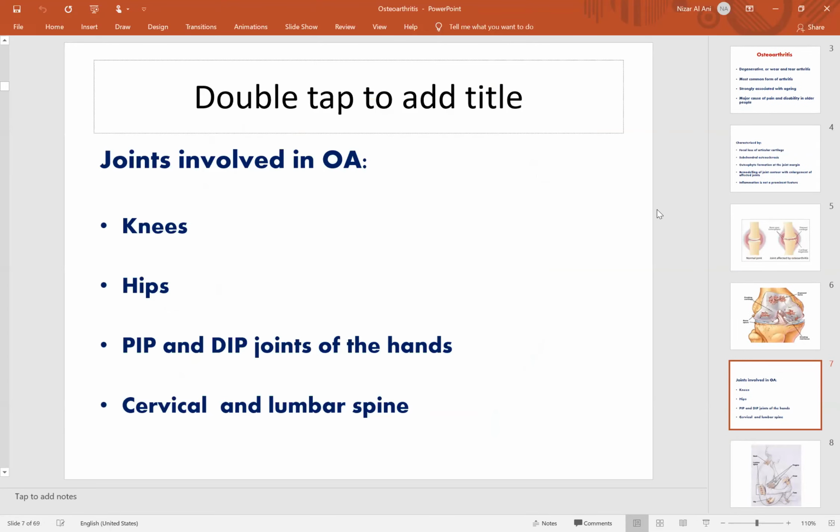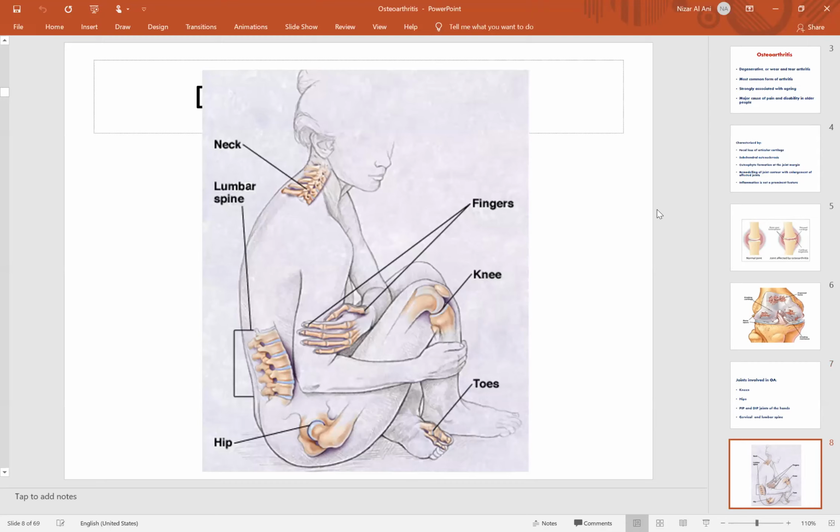Most common joints involved in osteoarthritis are the knees. Knees is the most common site for development of osteoarthritis, followed by hips, then proximal and distal interphalangeal joints of the hands. Regarding the spine, the two main parts of the spine that involve osteoarthritis are the cervical and lumbar vertebrae. This figure shows the most common joints affected by osteoarthritis.